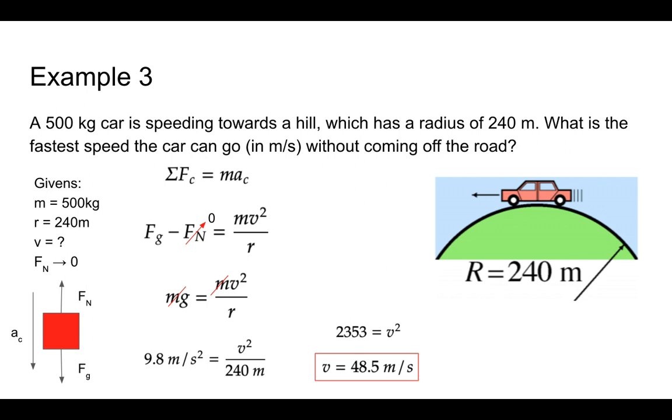The rule of thumb here is to go from meters per second to miles per hour, I think is like 2.2 miles per hour in meters per second ish. So you have to go about 100 miles per hour in order to make that normal force go to zero.